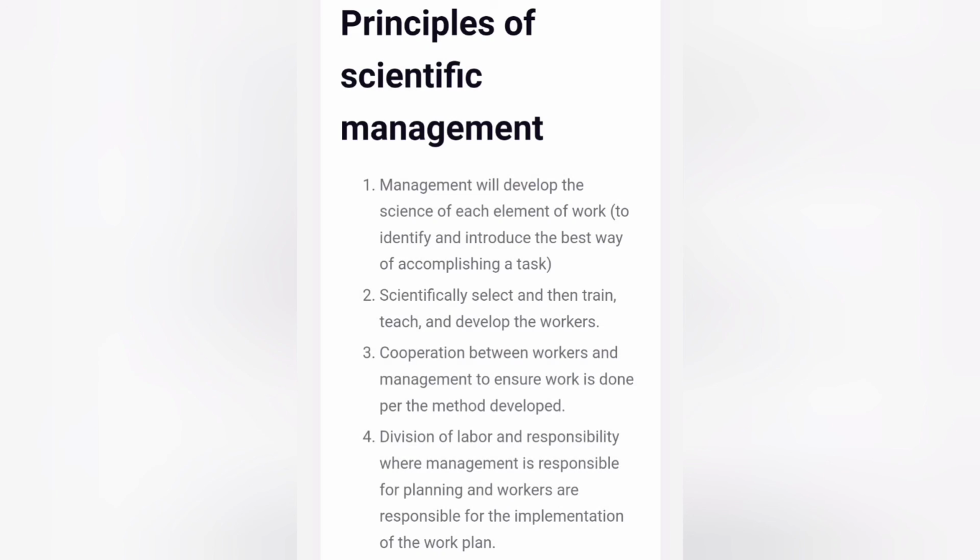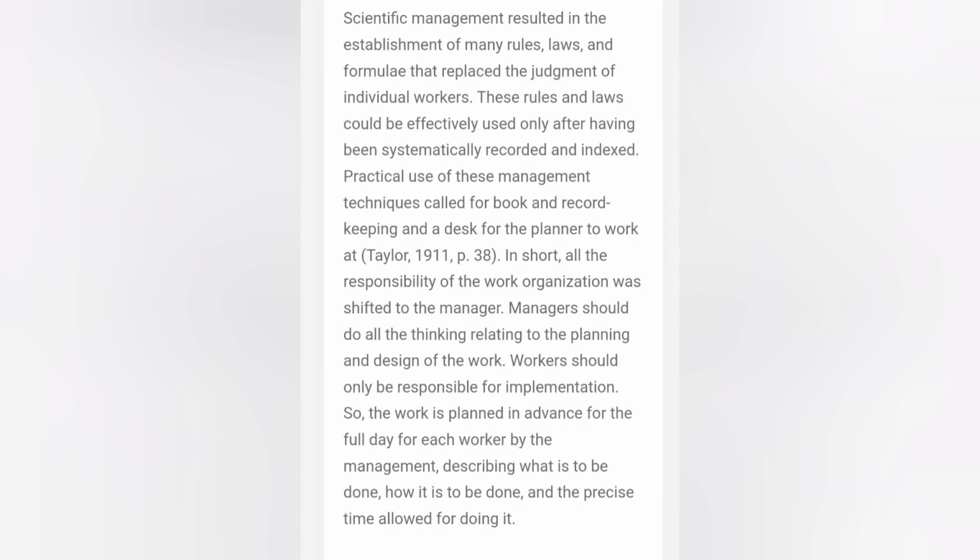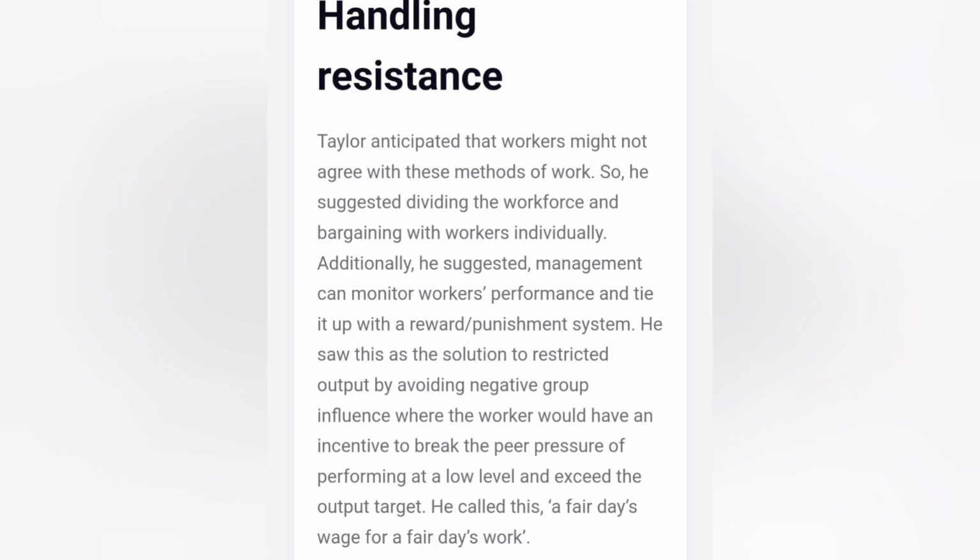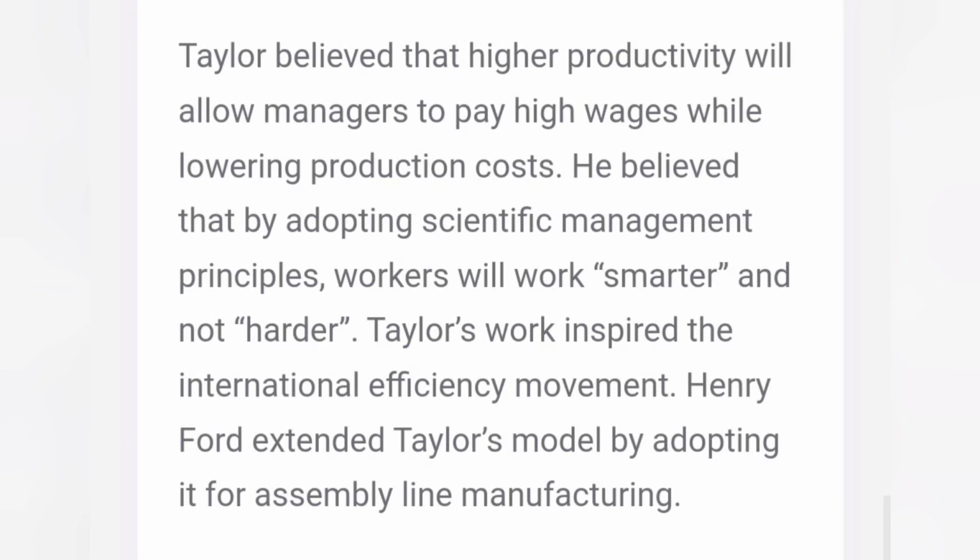Principles of scientific management: there should be science for each element of work. We need to find the best way, and that is possible only with the help of science. And then we need to select the worker, train the worker, and teach the worker, and there should be cooperation and the work should be divided. What Taylor says is that the manager should have the thinking, planning and designing of work, and the worker should do only the implementation of all the planning. And then there should be handling of resistance. It means a fair day's wage for a fair day's work.